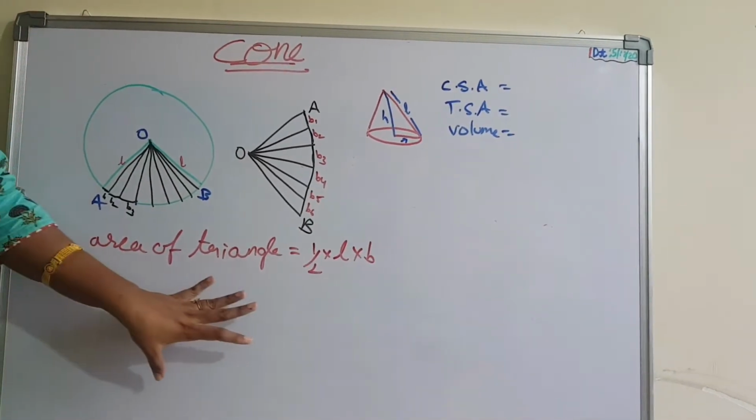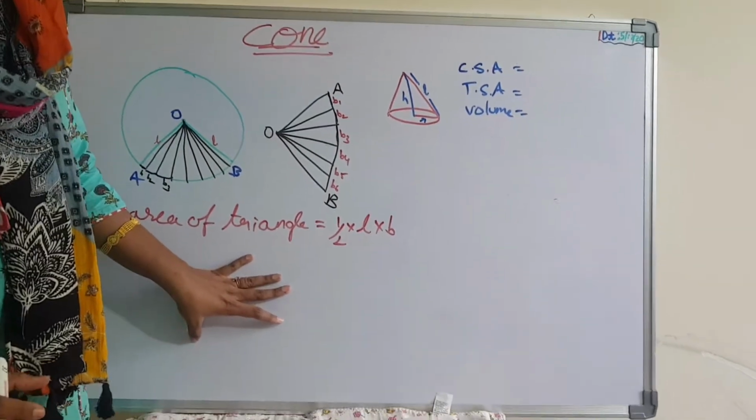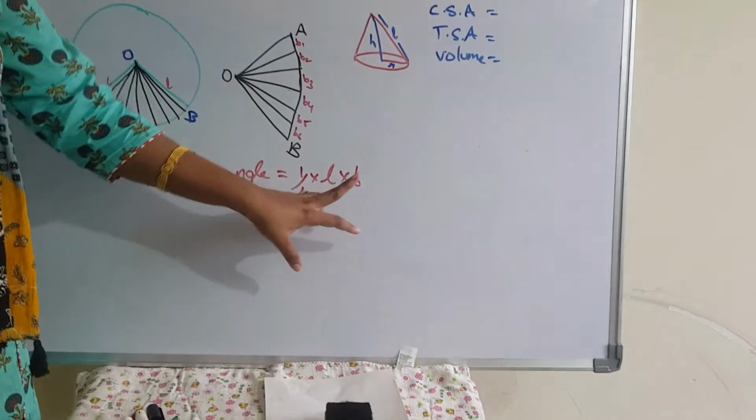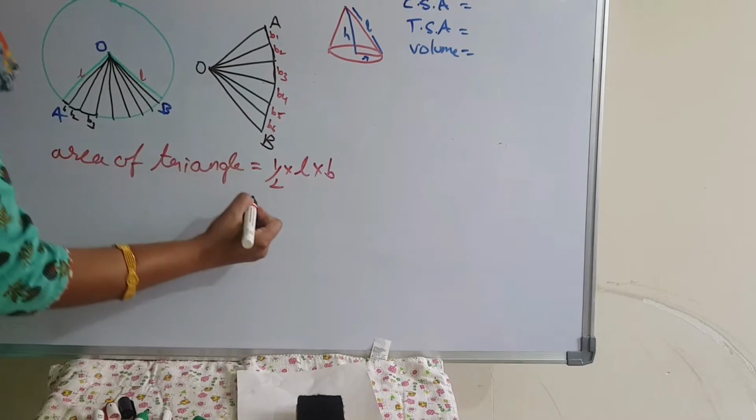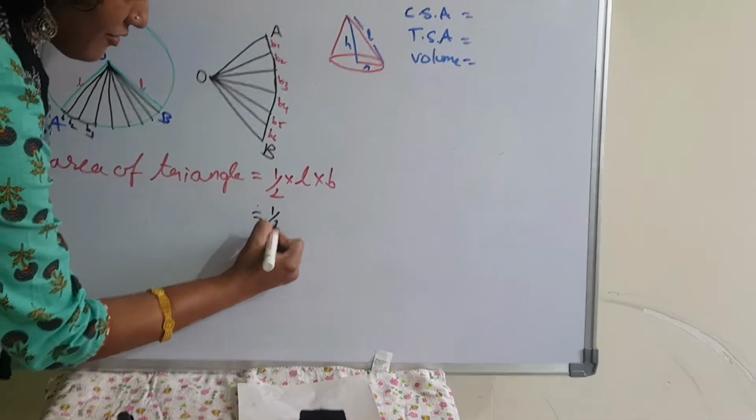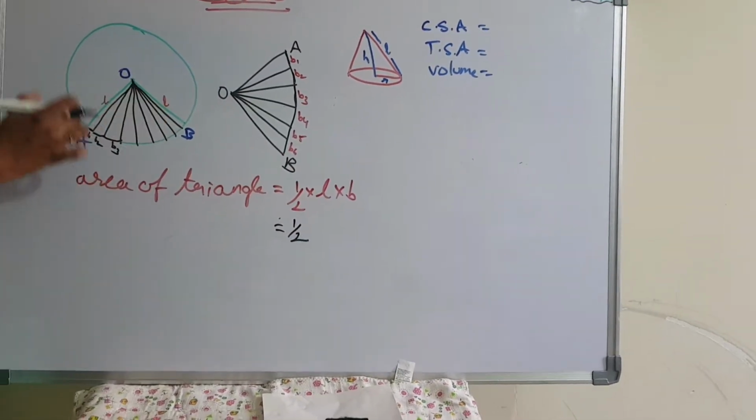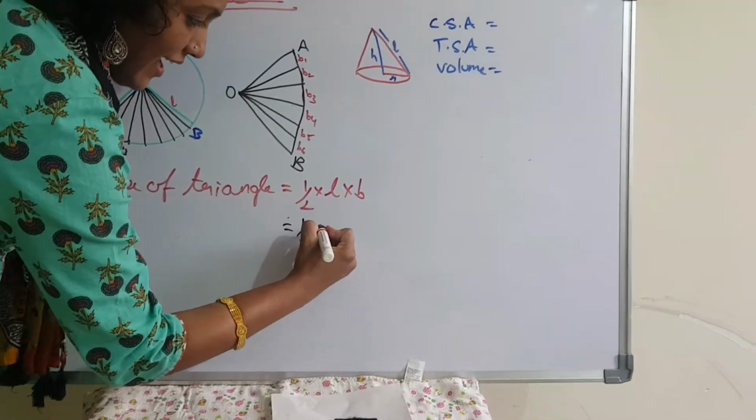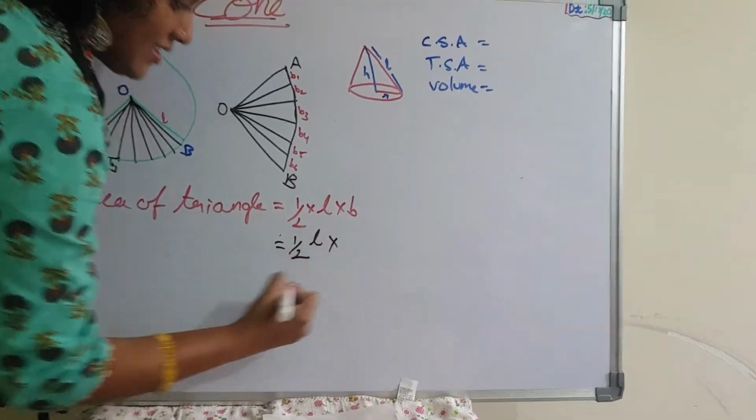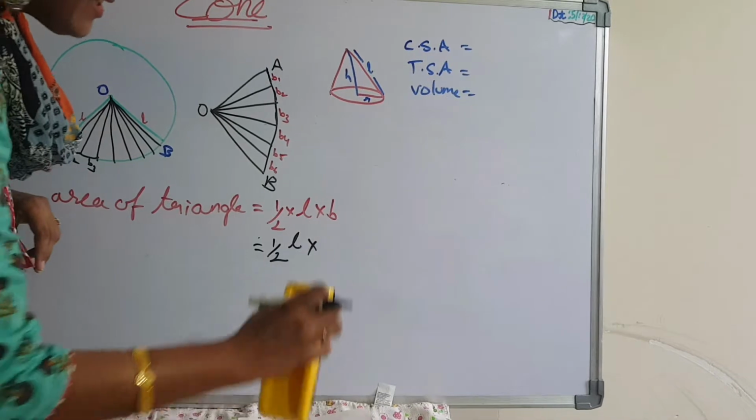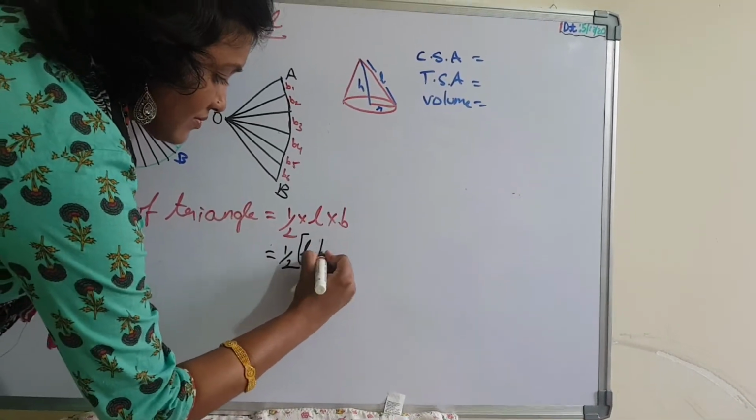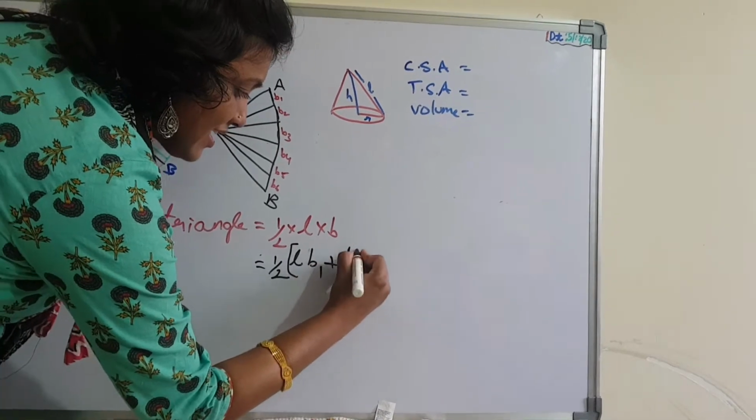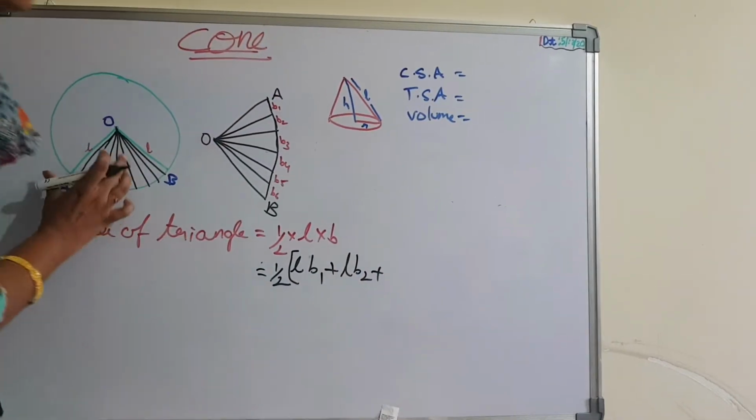Here, what is the formula for the area of a triangle? Area of triangle is half into breadth into height. What is the breadth and what is the length? Half. The length is equal, no? Total part L, but the breadth is different in each one. Half L B1 plus half L B2, breadths are different.